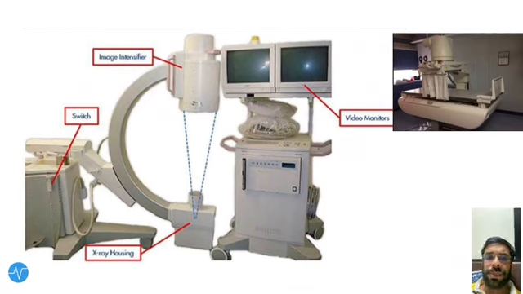Some parameters used are brightness gain, which is magnification gain times flux gain. Magnification gain is input phosphor diameter divided by output phosphor diameter, the whole squared, and flux gain is the factor which increases brightness by a factor of 50.